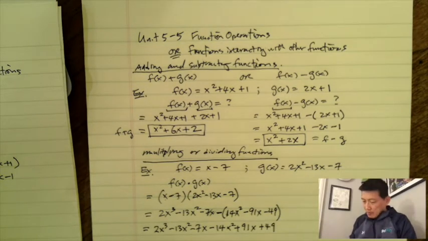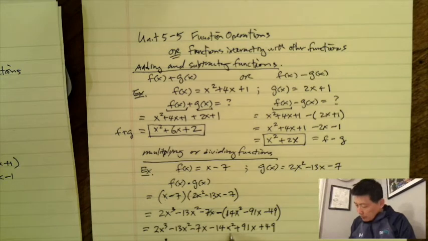Alright, now combine like terms. There's only one term of 2x cubed, so it's 2x cubed. There's the two terms of x squared, right? You got negative 13x squared, and you got negative 14x squared. Negative 13x squared and negative 14x squared together is negative 27x squared.